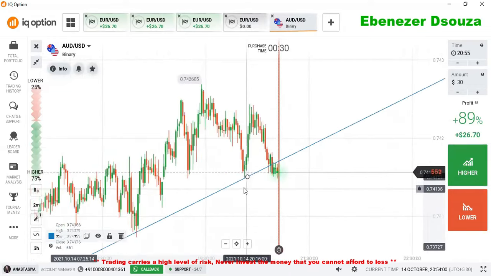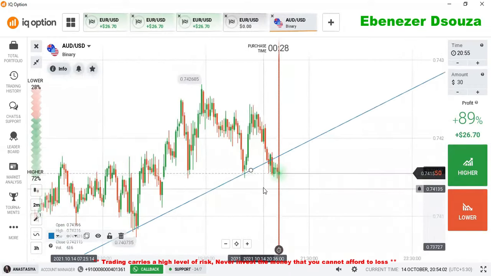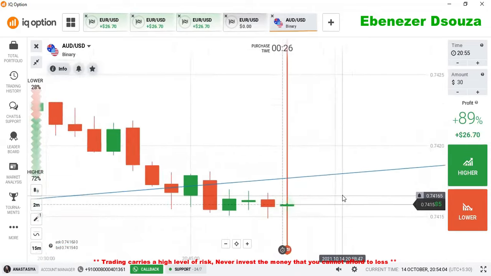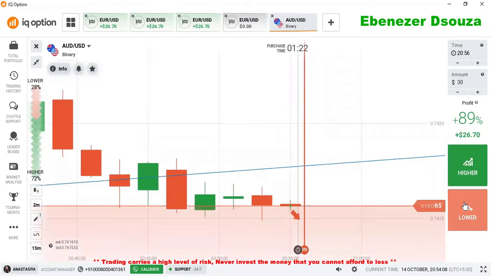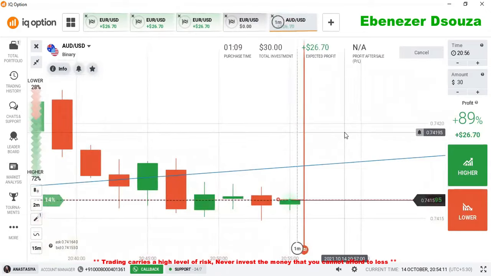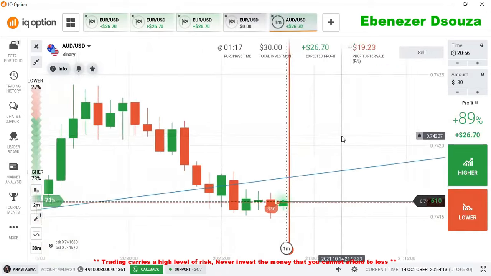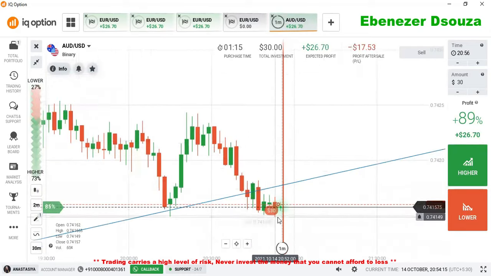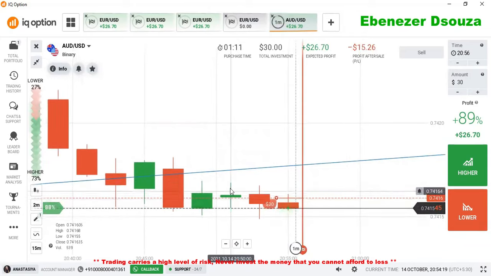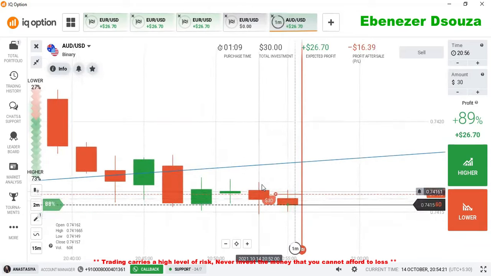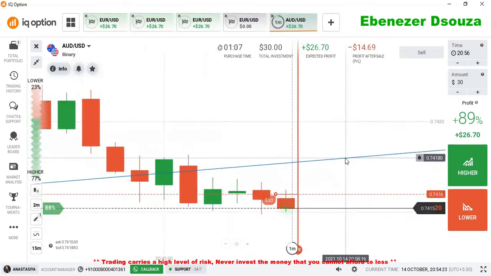Okay, it's a level. So already it broke this level. Okay, very good entry point. So I placed a lower option trade because already it broke this level. After breakout, I am seeing 2 retracement candlesticks. After these 2 retracement candlesticks, this is a confirmation candlestick to go with sellers.